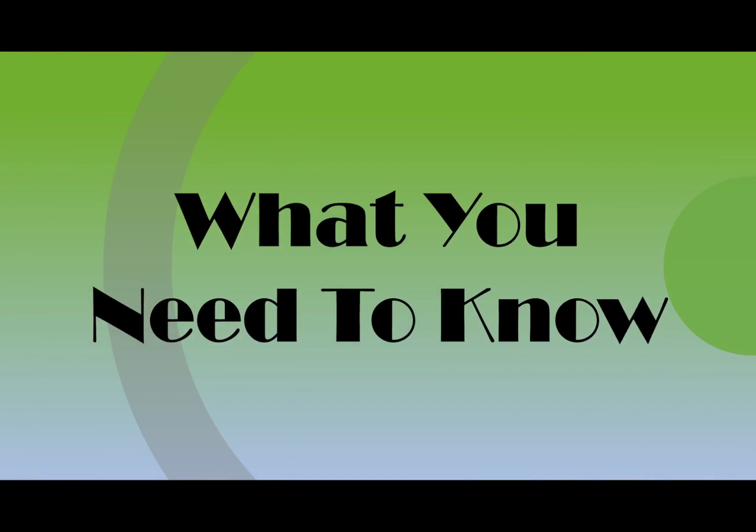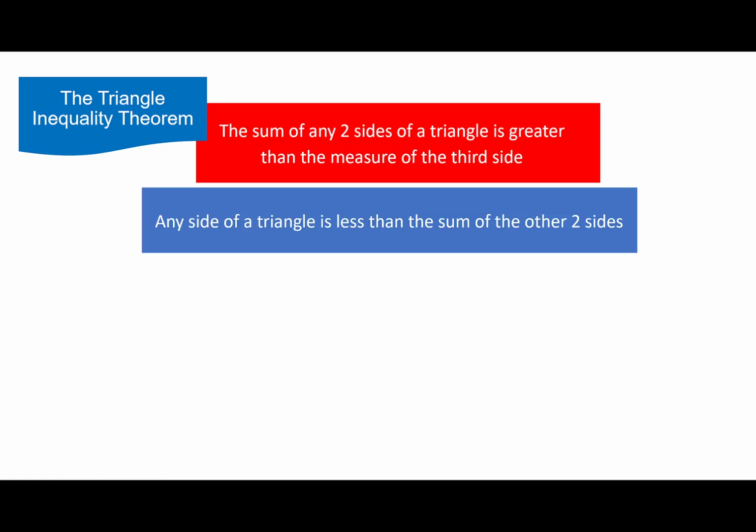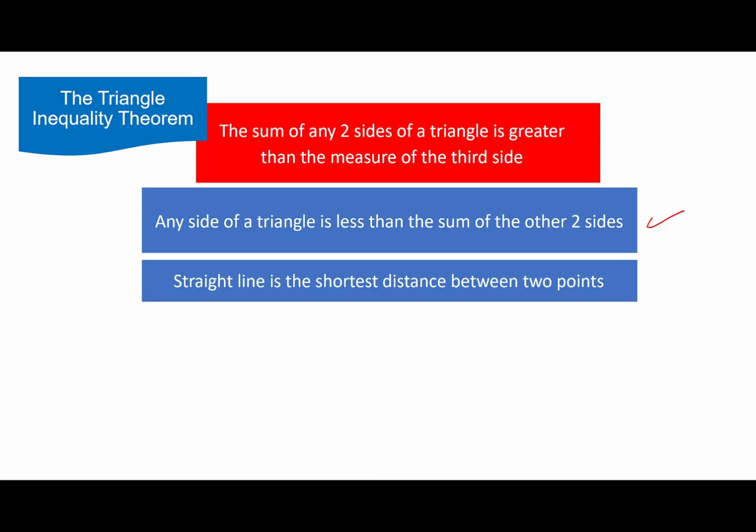Here is what you need to know before we get to the examples. The triangle inequality theorem: the sum of any two sides of a triangle is greater than the measure of the third side. This also can be said in the following way: any side of a triangle is less than the sum of the other two sides, and I like it in this format, because this means that a straight line is the shortest distance between 2 points.